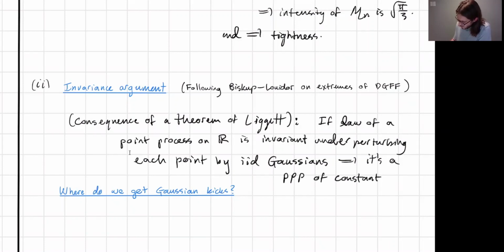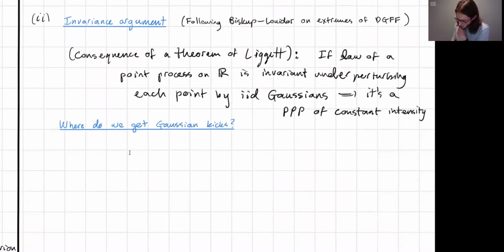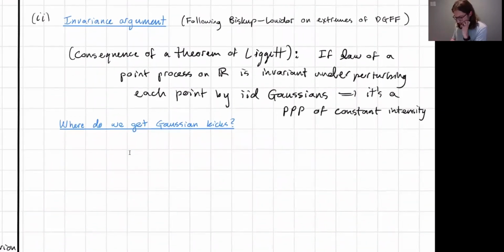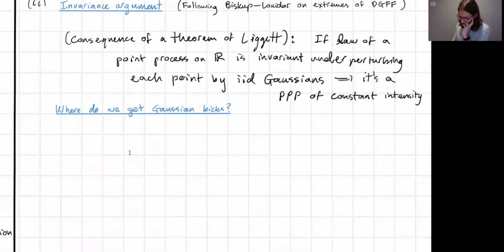It doesn't tell you what constant, but it's a constant intensity. Okay, we already learned what the intensity is though. So if we can show that this process of approximate local minima is invariant under small independent Gaussian kicks, then we can apply this result of Liggett to say it's a Poisson point process, and we already found its intensity. So now we need to see how we can show that this point process has this property. Where do we get Gaussian kicks?